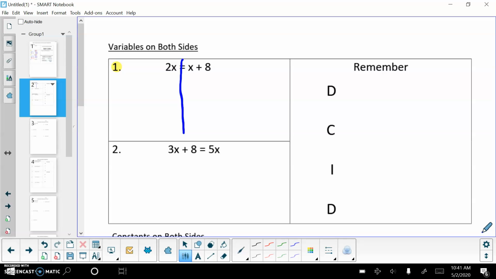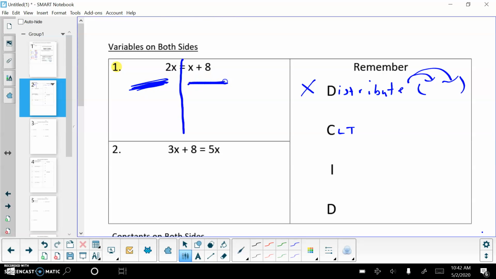The D means distribute. So if you remember, that's when you do that multiplication if you've got parentheses. And in this case, we don't have any parentheses, so I really don't need to distribute this time. C means combine like terms, so I'm just going to put CLT. Now that's if you have more than one set of variable on each side. And if I look at it, just over here on the left-hand side, all I've got is a 2x.